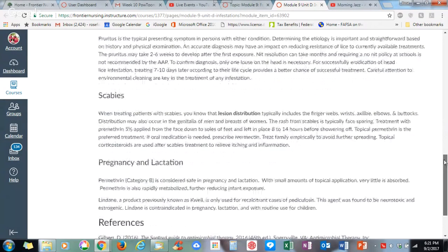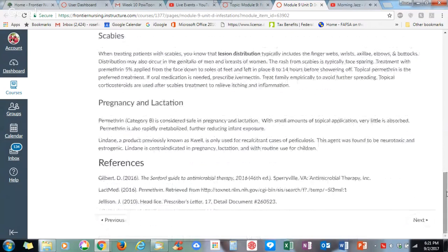Pregnancy and lactation. Permethrin is category B and is considered safe in pregnancy and lactation. With small amounts of topical application, very little is absorbed. Permethrin is also rapidly metabolized, further reducing infant exposure. Lindane, a product previously known as Kwell, is only used for recalcitrant cases of pediculosis. This agent was found to be neurotoxic and estrogenic. Lindane is contraindicated in pregnancy, lactation, and with routine use for children.